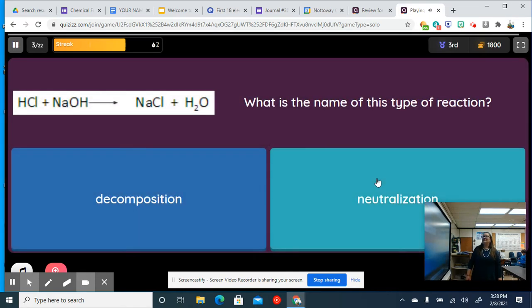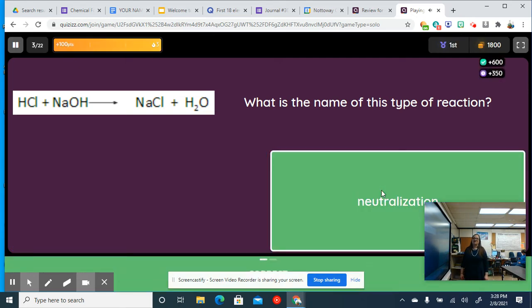What is the name of this type of reaction? So we've got hydrochloric acid plus sodium hydroxide, an acid and a base, and we get water and salt. So that is the neutralization reaction.